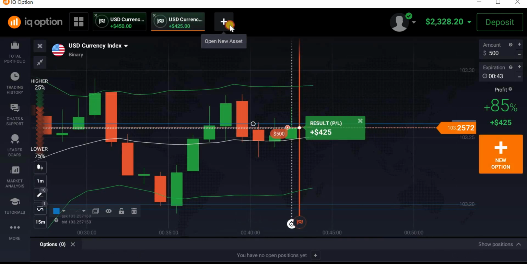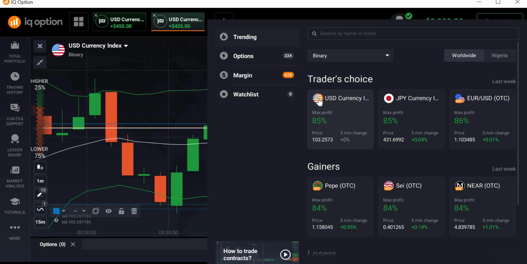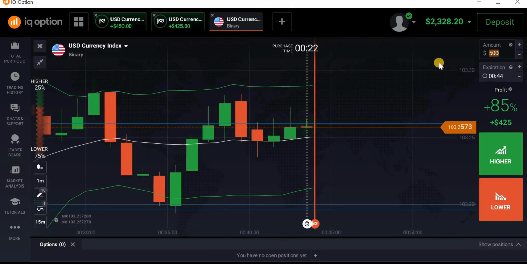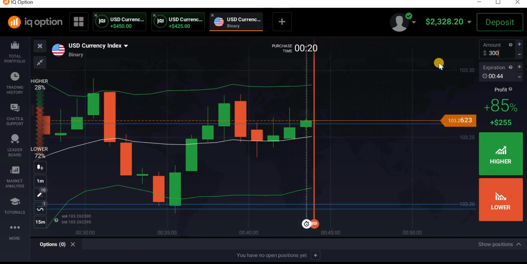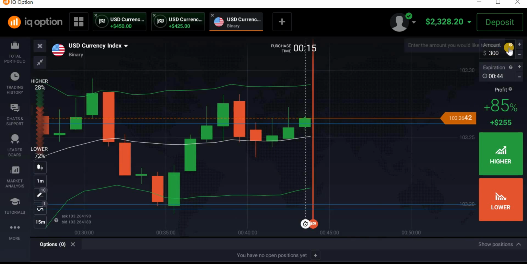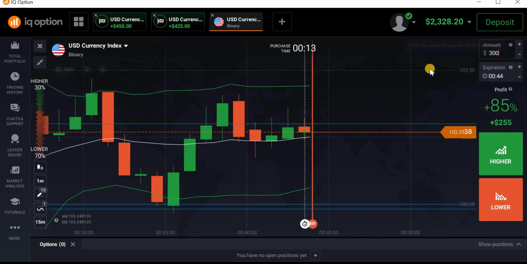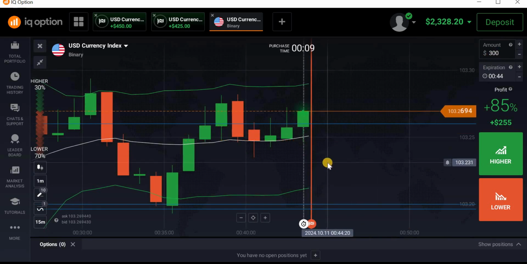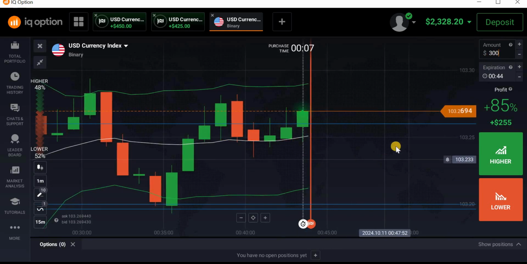Okay, so now let's go for the last trade. I will be going now with 300. So this is how I do my money management, because you see the first trade was 1000, so I went with 500. So because I'm winning, I'm going again with 300.